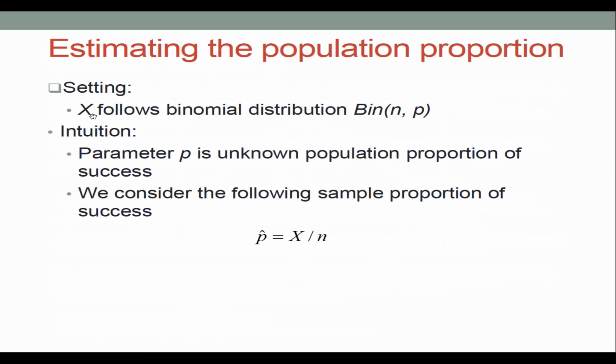Now we are talking about a random variable x that follows a binomial distribution with total number of trials n and success probability p, and the parameter p is unknown. We want to estimate p, this proportion of success. We consider the sample proportion of success: if x is the number of successes from this binomial distribution, x divided by the total number of trials n is the sample proportion of success. This is a good estimator for the true population parameter p.